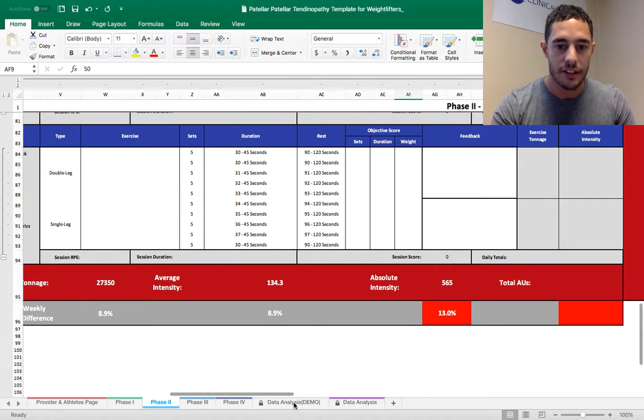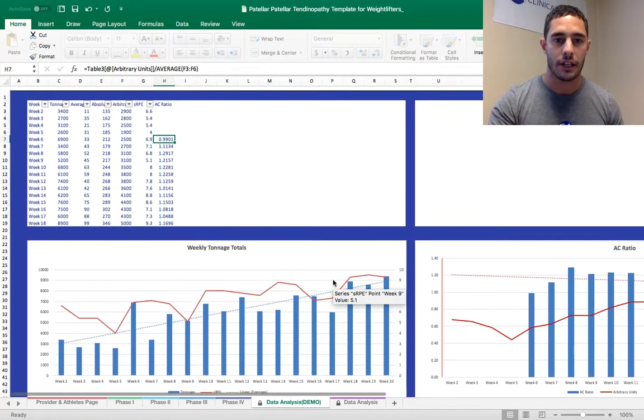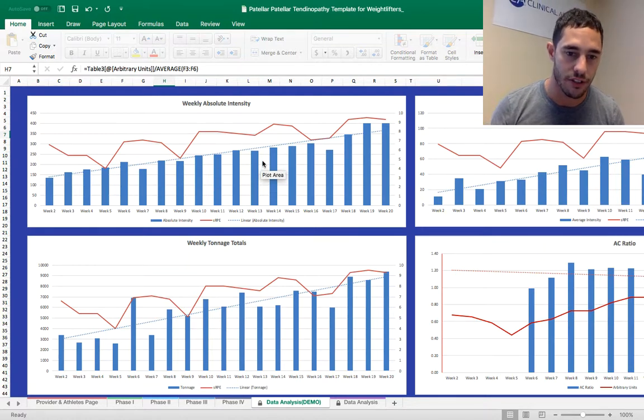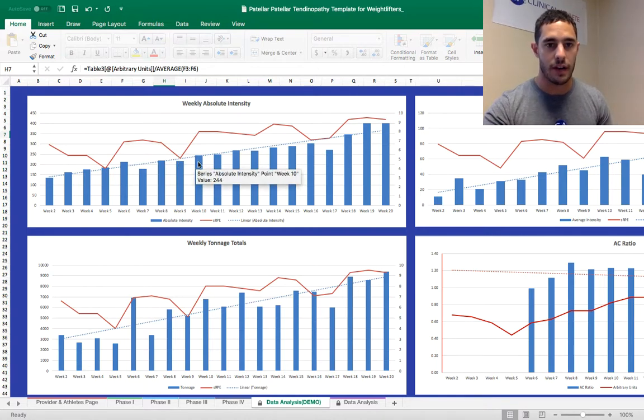Hopefully that makes sense. And then down here, the data analysis, this is a demo tab, meaning this is what these graphs will look like if the entire template was filled in. So just know that. For weekly absolute intensity, we'd probably be looking for increases from week to week, because in phase 2, especially, the loads are increasing and the volume is decreasing as far as reps. And then the red line here that you see on every graph is session RPE. So you just get a visual of how the athlete is rating their internal load versus the external load, which is the weight on the bar. So let's say you have several weeks where the blue bars are very, very high.